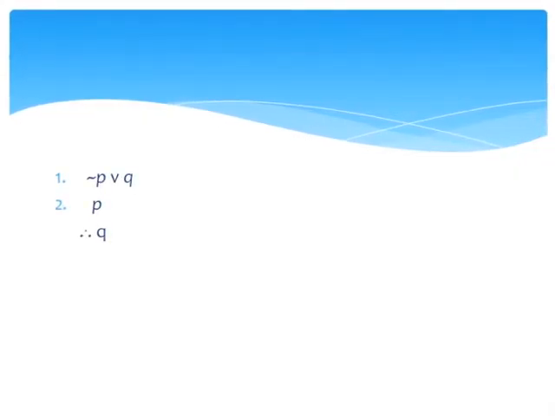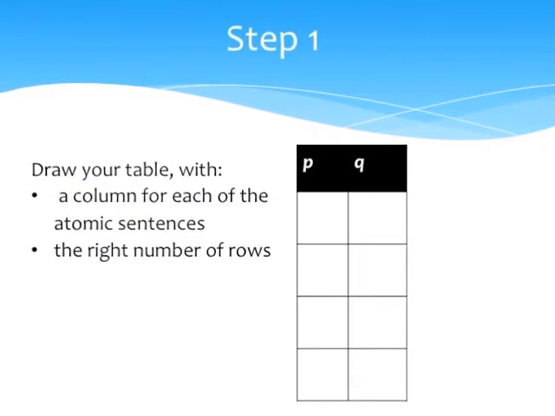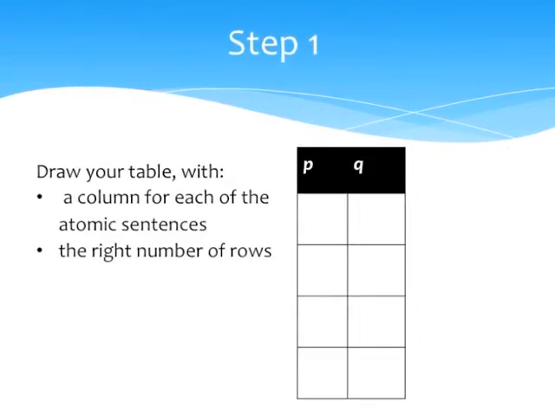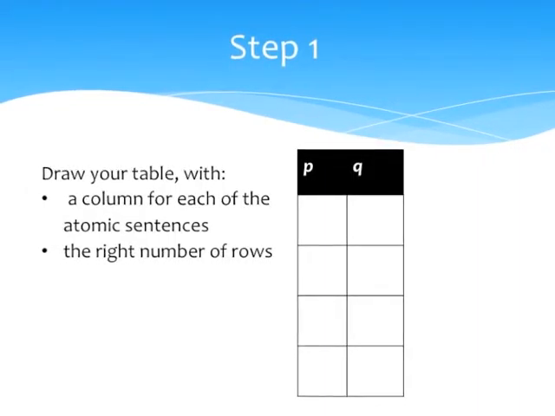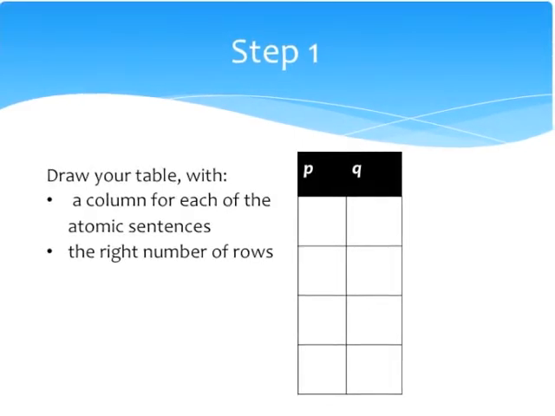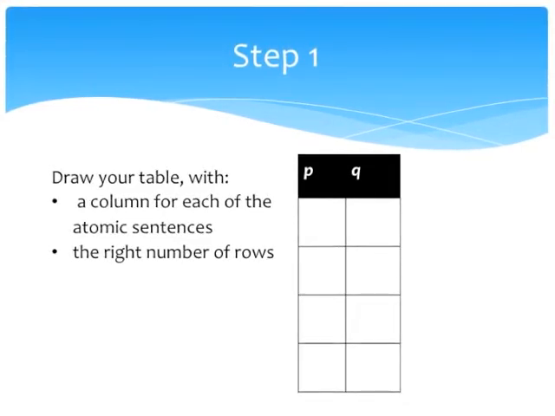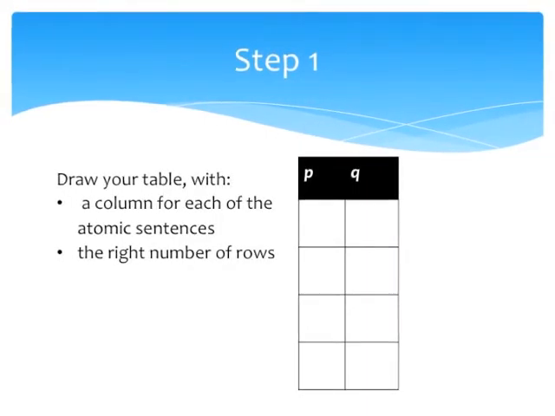So let's see whether this argument is valid. The first premise is not P or Q, the second premise is P, and the conclusion is Q. So if we want to use truth tables to see whether the argument is valid, the first step is to draw the table itself. This table is going to have a column for each of the atomic or simple sentences, and it's going to have, of course, the right number of rows. If the only atomic sentences involved in this argument form are P and Q, then with 2 atomic sentences we're going to have 4 rows.